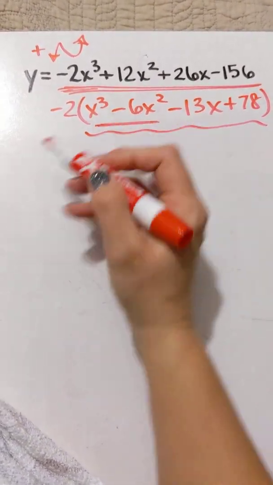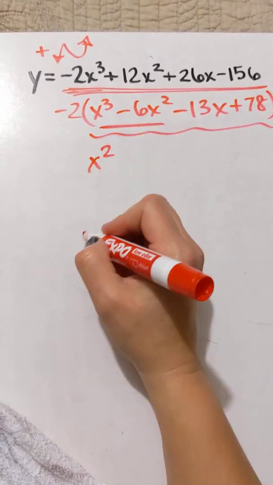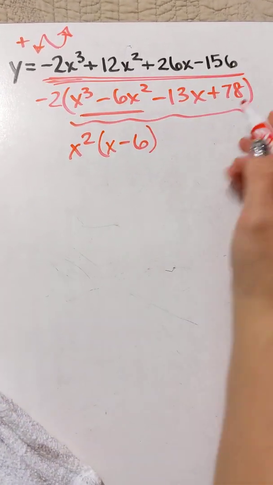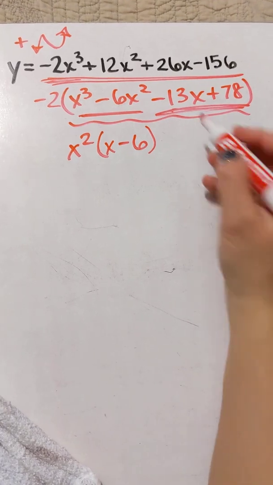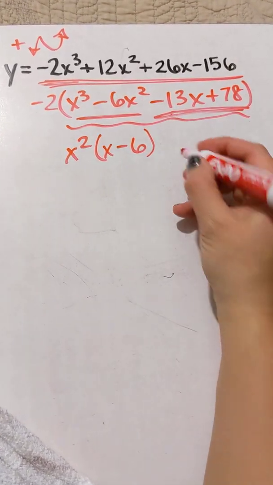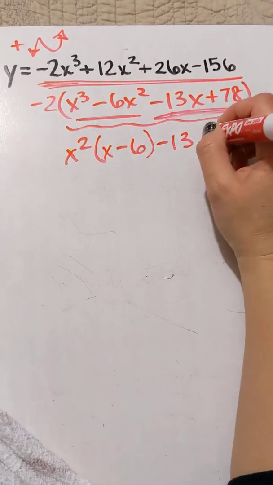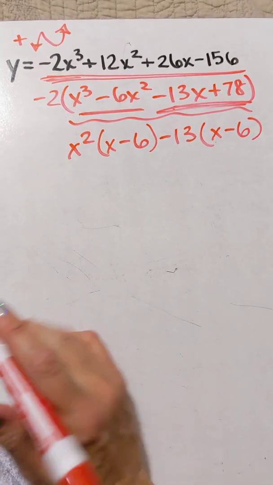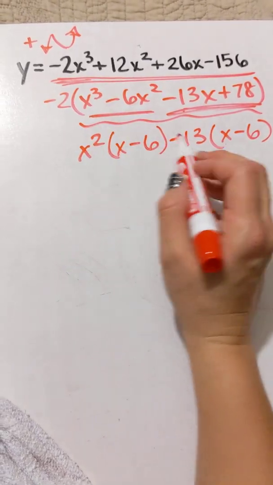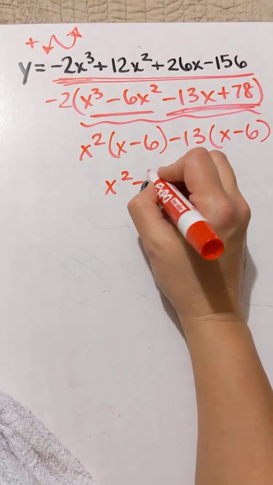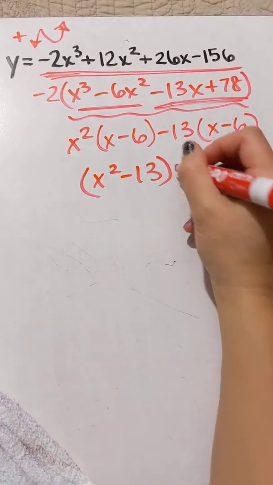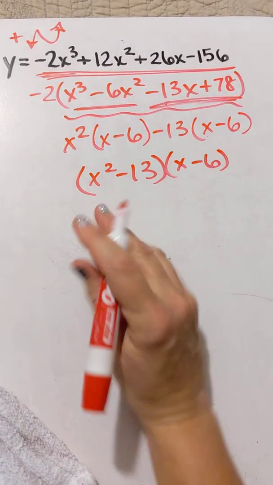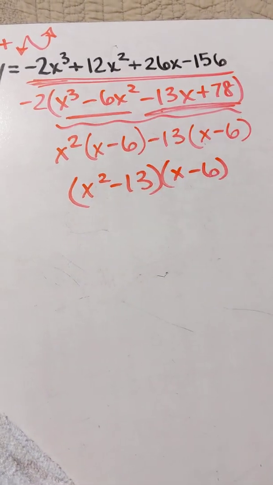So we would group these first two, take out an x squared, it would leave an x minus 6. This next group, you can take out a 13, and in fact, since it starts with a negative, take out a negative 13, which would also leave x minus 6. Okay, now when you put those two together, x squared minus 13 is one factor, and x minus 6 is the other factor.